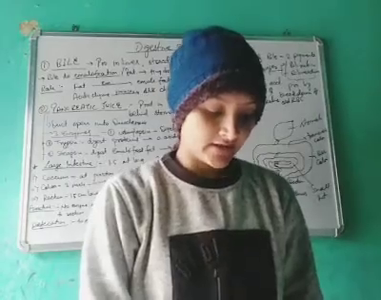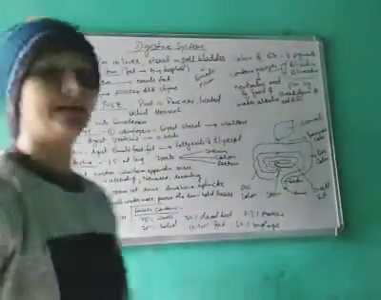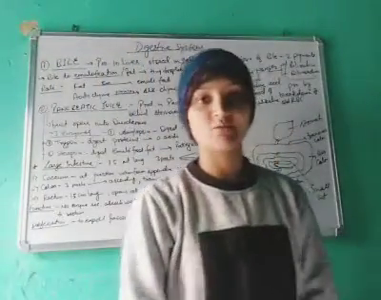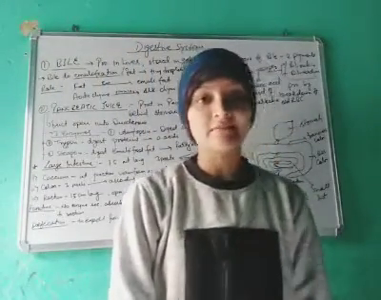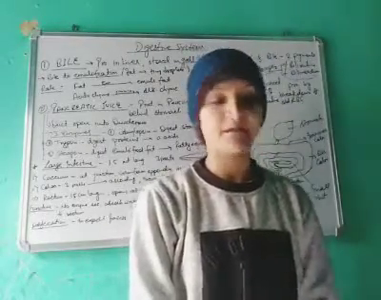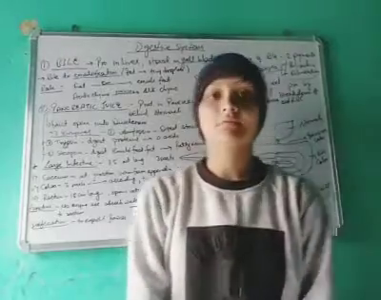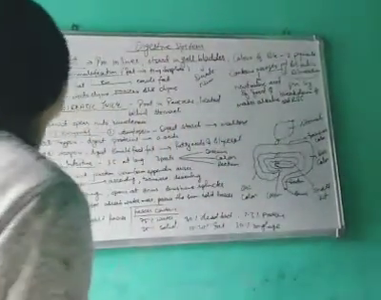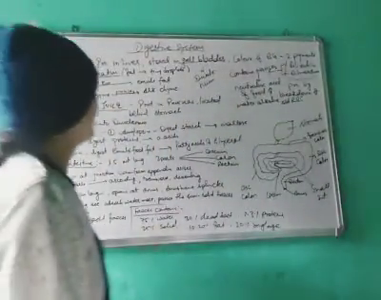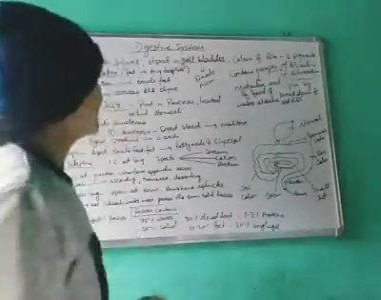Okay, so we were on intestinal juices. There are two types of intestinal juices, that is bile and pancreatic juices. So what is the bile juice? Bile is produced in the liver.